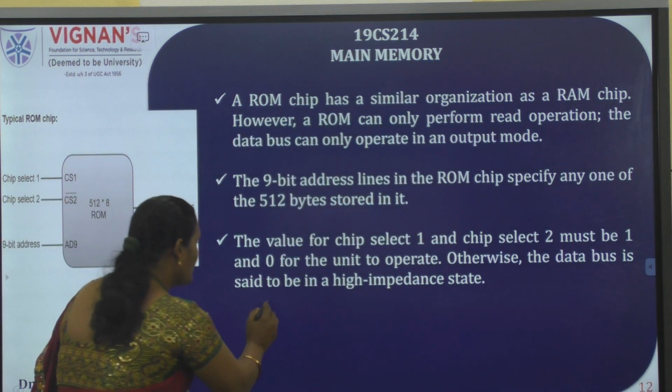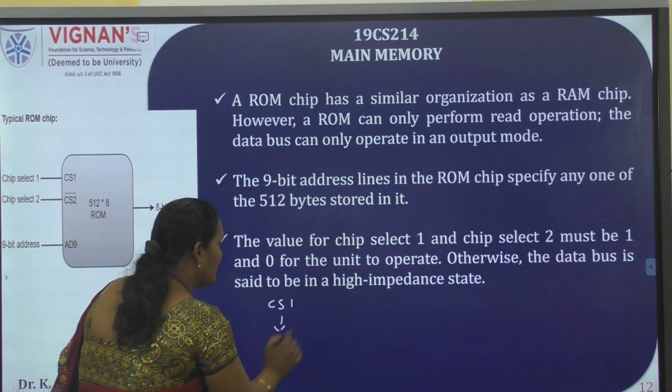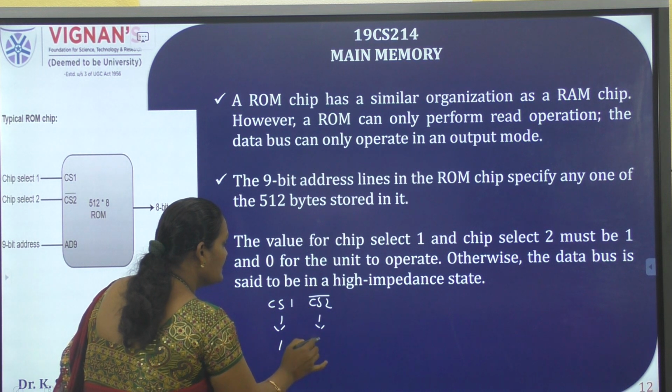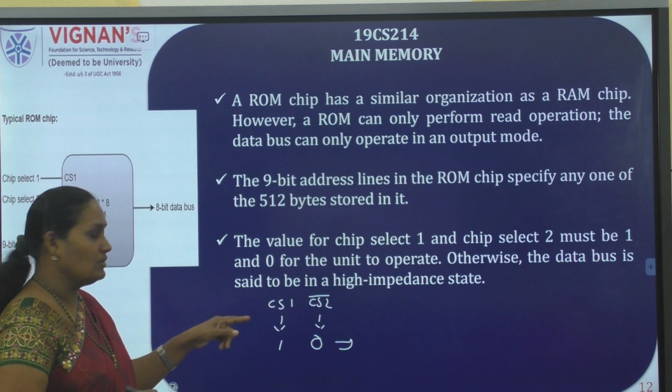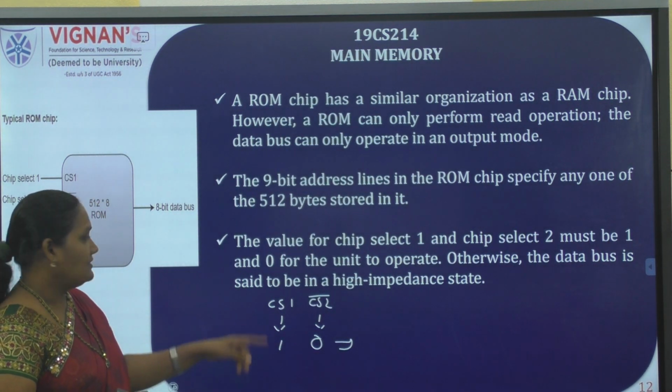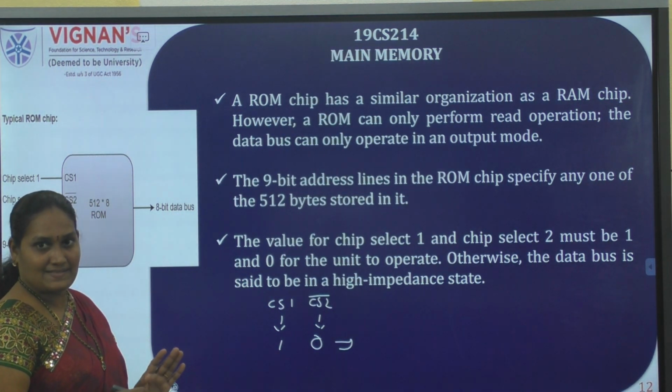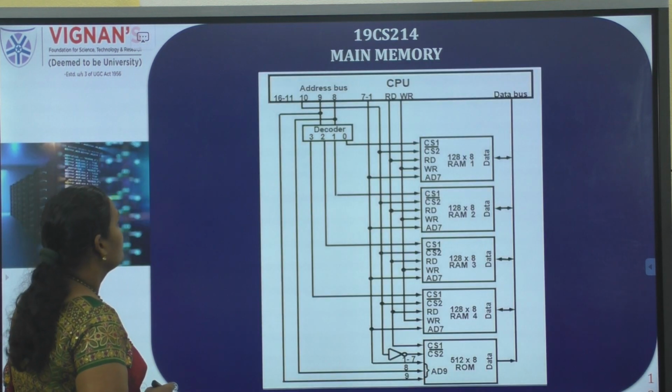In the same way, here also CS1 should be 1 and CS2 bar should be 0 to work. In other cases, if it is 0,0 or 0,1 or 1,1, the ROM chip is also in high impedance state.